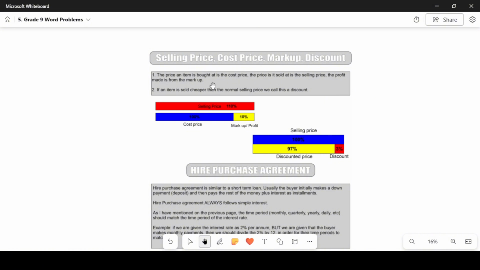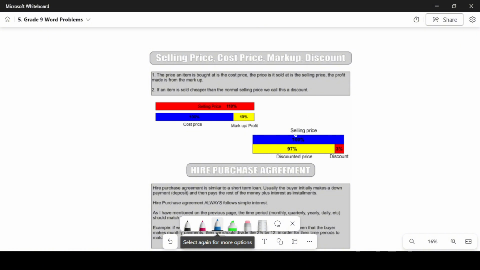The price an item is bought at is the cost price, and the price that it is sold at is the selling price. So if you're looking from business to business, the price that one business pays to acquire an item from another business is called the cost price. The price that that business sells the item to the customer is called the selling price, right? Because they need to make a profit. That's the whole point of a business. The profit made is the markup. So you have the cost price, which represents 100%. You'll have your 10% markup, and then you'll have your selling price. So your cost price plus your markup will give you your selling price, which represents 110%.